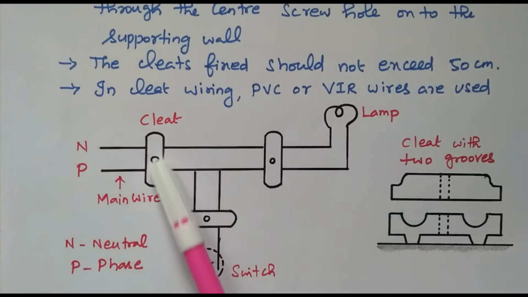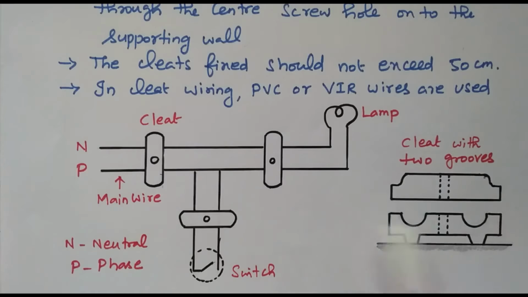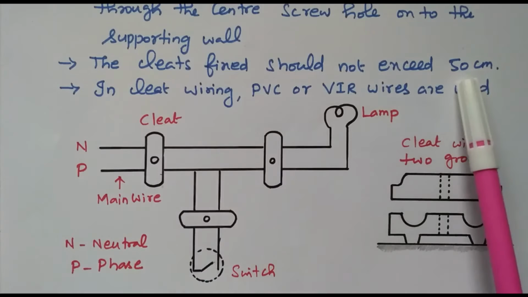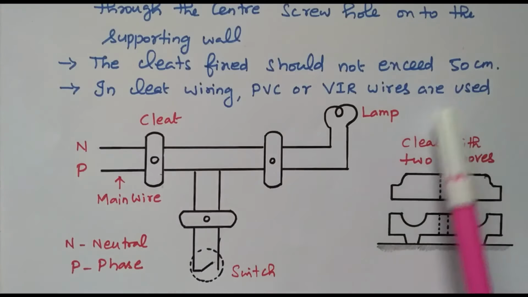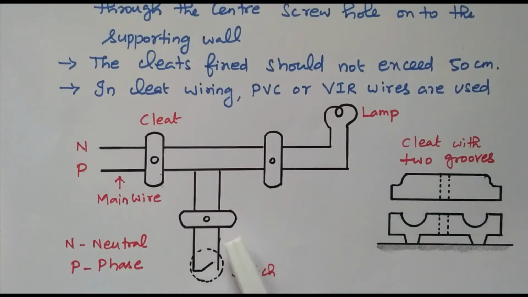So here we are using the clad, this portion. This phase and neutral wire will be held by this clad. So this is a temporary wiring. We cannot use it for permanent purposes, and also it is limited to 50 centimeters. Within 50 centimeters we can use this type of wiring. It's an old type also. Nowadays also it is used, depending upon the application. Temporarily, if you want to go for a wiring, this type of wiring can be used.